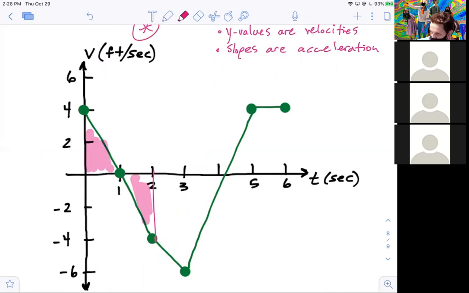Just kind of a preview of coming attractions, it turns into area problems. Y'all might know that from science or whatever. But if you notice, when you find the area, you're multiplying, right? And if you multiply feet per second times seconds, the seconds divide out and you get feet. So it turns out that the areas under the curve are the positions, the y values are the velocity, and the slopes are the accelerations, okay? So pretty cool. You can reach everything from right there.